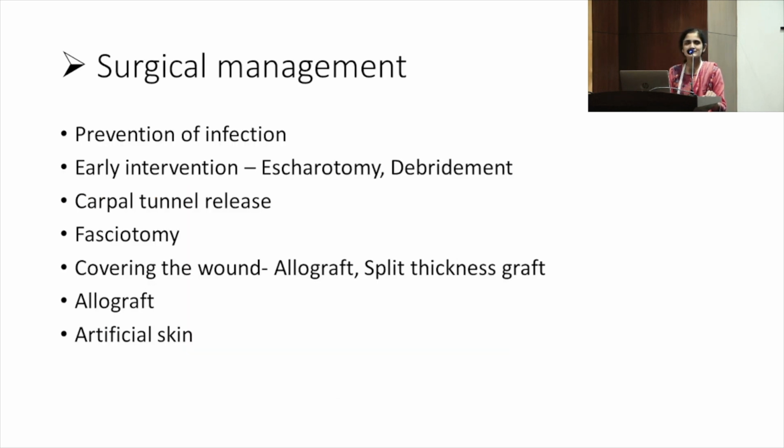So how do you treat these patients surgically? Early intervention, as early as possible. If there is dead necrotic tissue, you have to remove that, using debridement. Carpal tunnel release, especially if it is involving extremities. If it is involving the hand, you have to go for this. When you start resuscitating, look for development of compartment syndrome. Look for perfusion of the extremities.